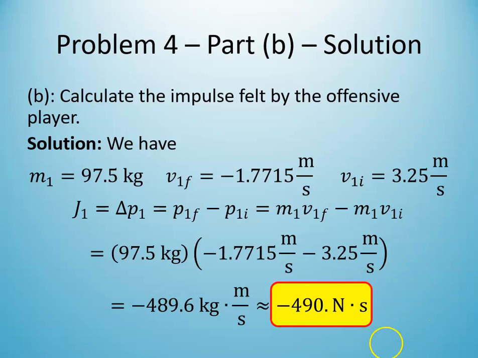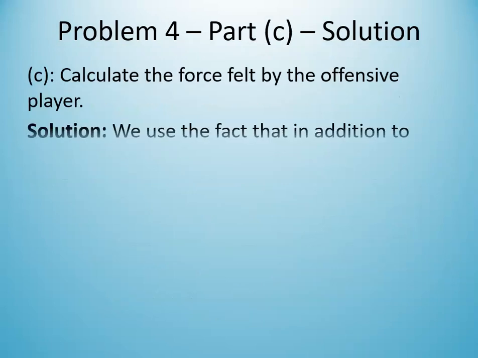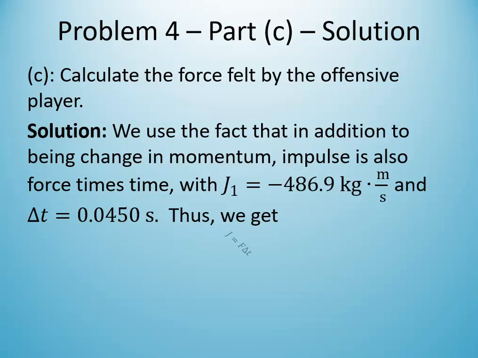The only reason I'm calling it newton seconds is because I noticed that part C is going to be asking me to do something that's going to result in canceling one of these units right here, so I'm just getting it ready already. So part C, calculating the force felt by the offensive player. We are told that the time of the collision is about 45 thousandths of a second. So the impulse is force times time. Now we're ready to use that equation.